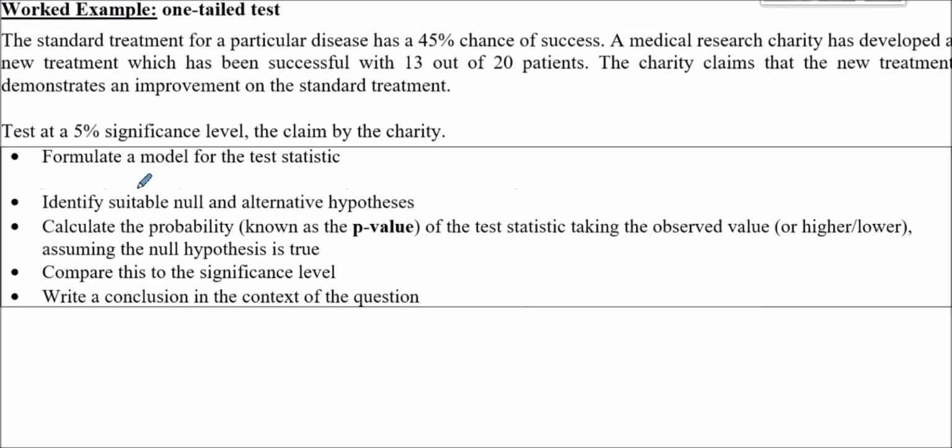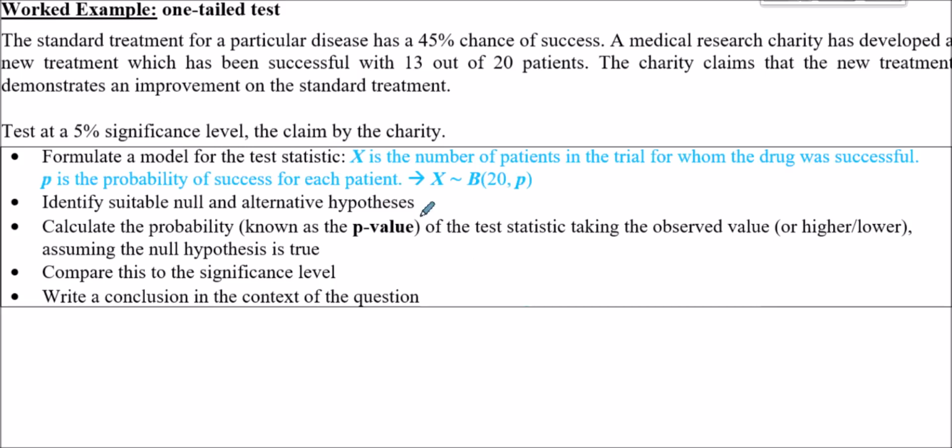The charity claims that this new treatment demonstrates an improvement on the standard treatment. So let's test at 5% significance the claim by the charity using this strategy from before. First of all, we need to formulate a model for the test statistic. The easiest test statistic to use, I would say, would be the number of patients in the trial for whom the drug was successful. And then our P, the probability, we can define as the probability of success for each patient. In other words, if the treatment's successful for the patient.